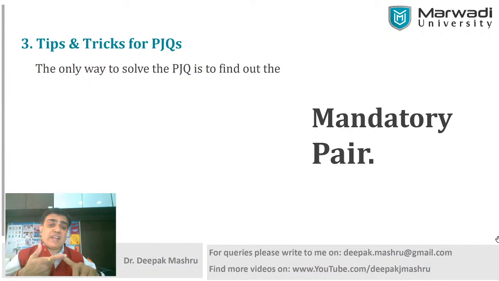That means you need to find out a strong link of 2 sentences, any 2 sentences out of 4 or 5 or 6 or 7, right? In that way it would be easy for you to look at the options. Fine. So how to find out this mandatory pair is a big question, and that is the stuff that I'm going to share with you people today in this session.